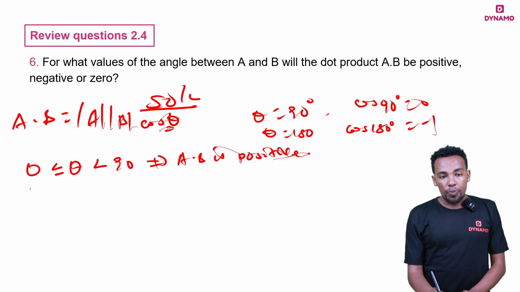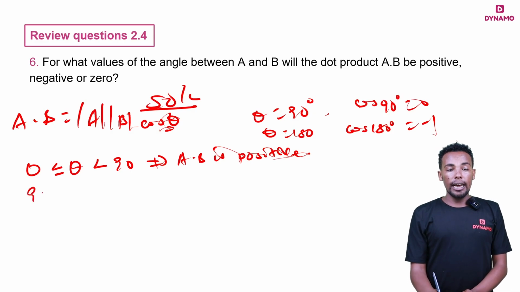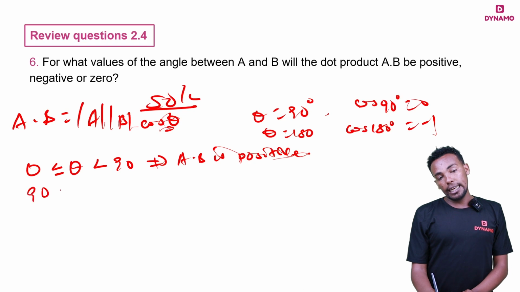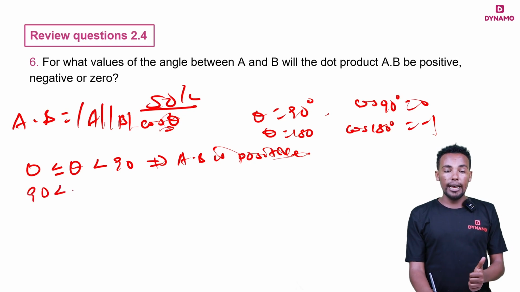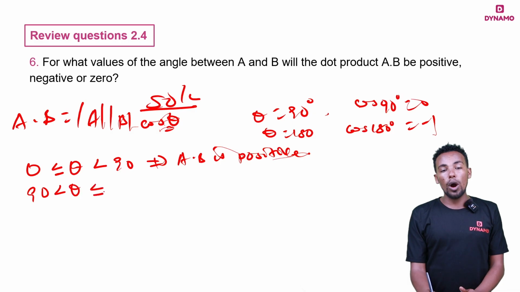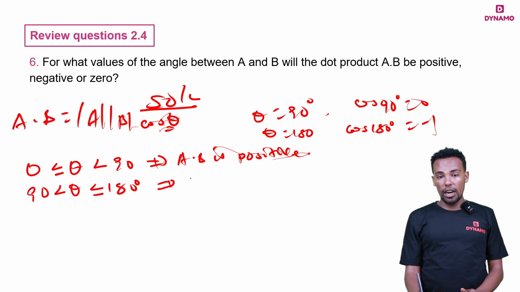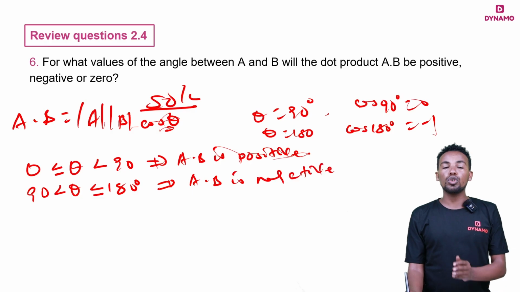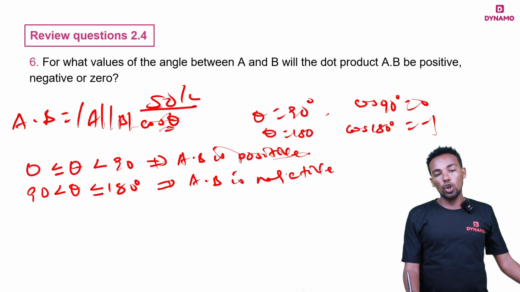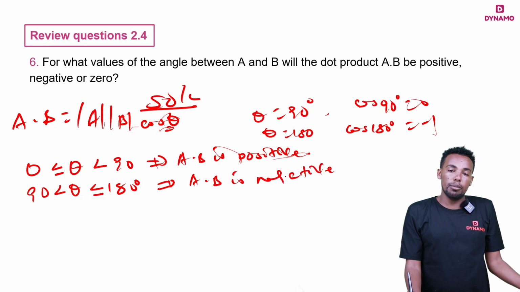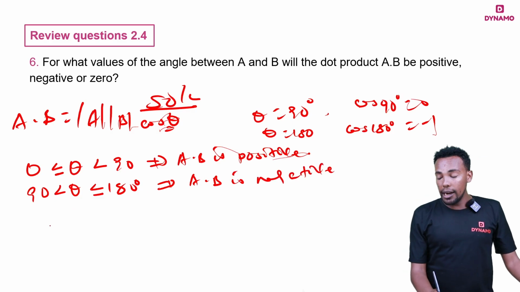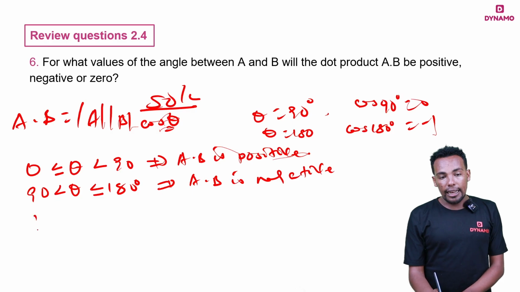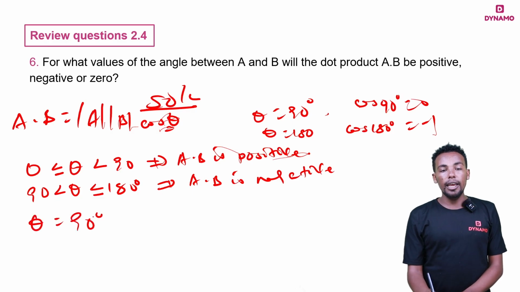The other case: if theta is greater than 90 degrees, up to 180 degrees, so between 90 and 180, A dot B is negative. And the remaining case: at theta equal to 90 degrees, A dot B is 0.